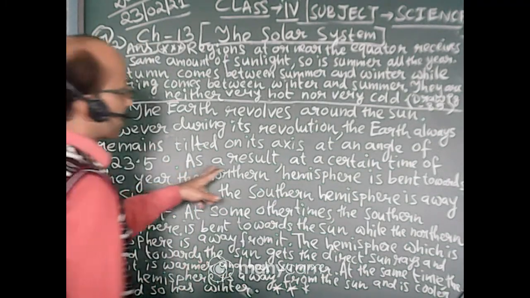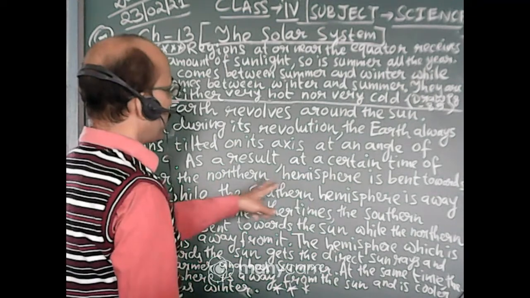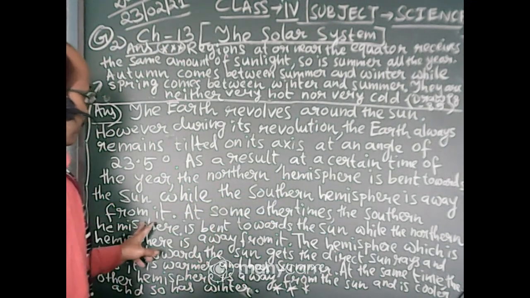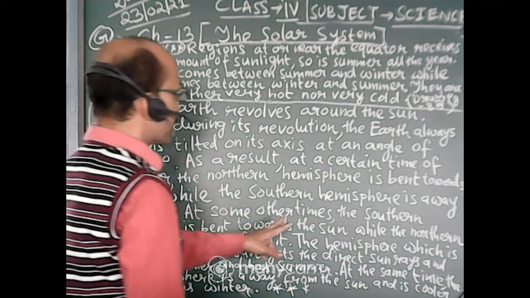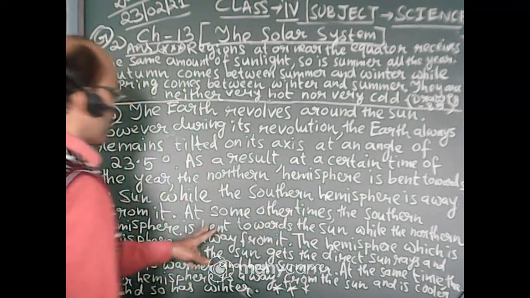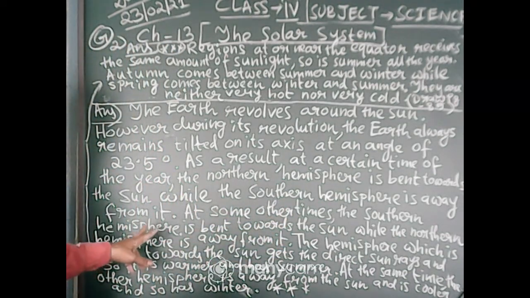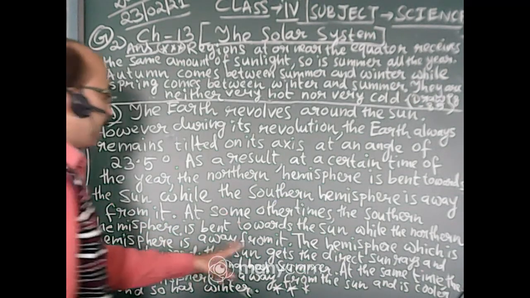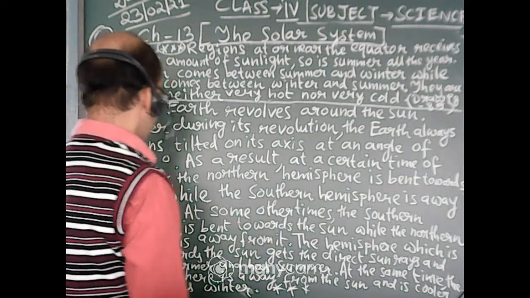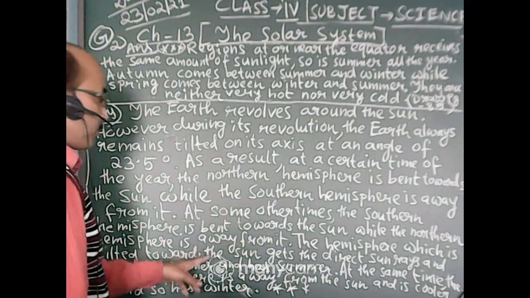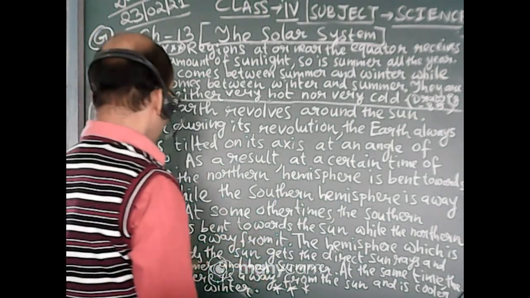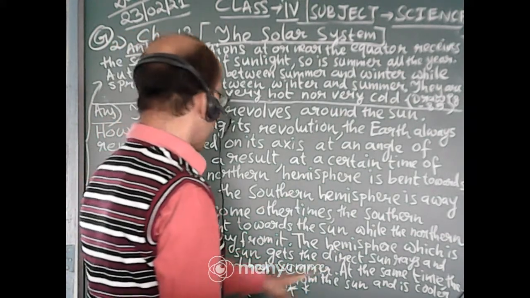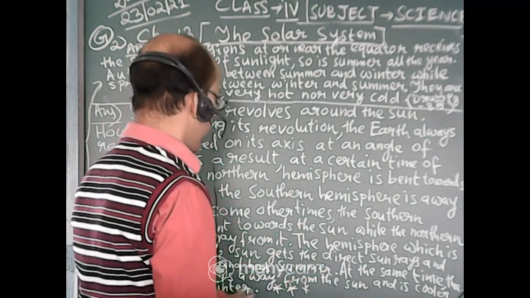As a result, at a certain time of the year, the northern hemisphere is bent towards the sun while the southern hemisphere is away from it. At some other times, the southern hemisphere is bent towards the sun while the northern hemisphere is away from it. The hemisphere which is tilted towards the sun gets the direct sun rays, and so it is warmer and has summer. At the same time, the other hemisphere is away from the sun and is cooler, and so has winter.